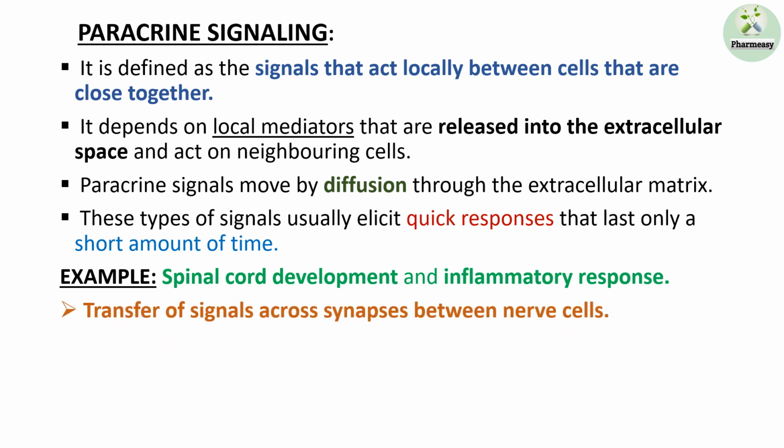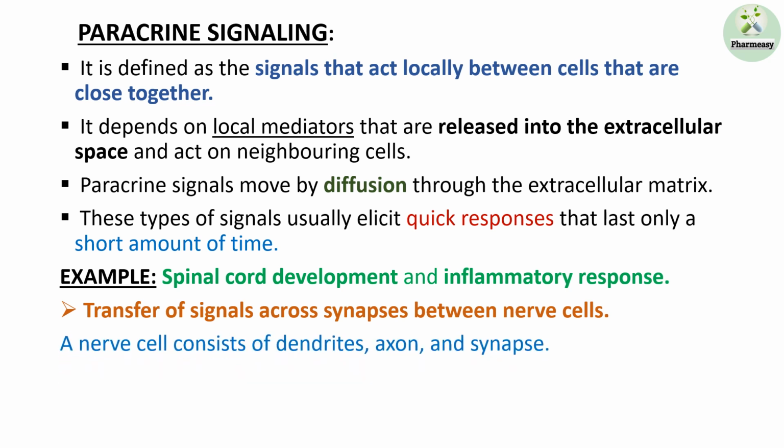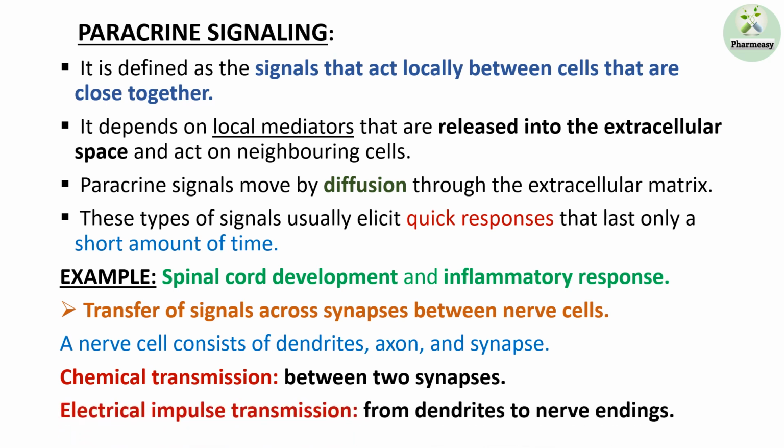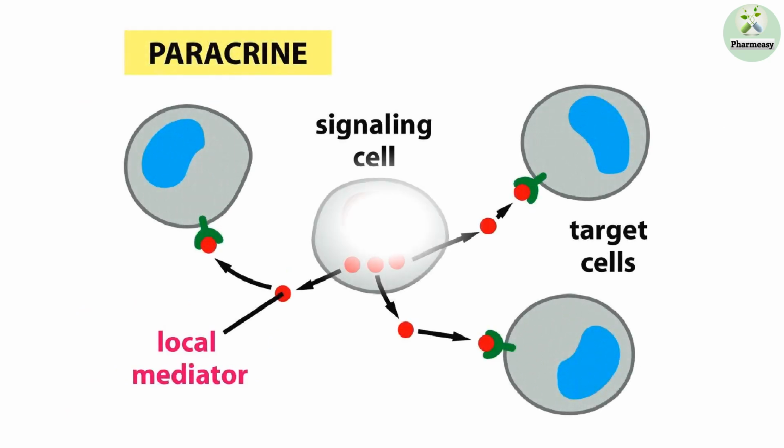Transfer of signals across synapses between nerve cells. A nerve cell consists of dendrites, axon, and synapse. Chemical transmission takes place between two synapses and electrical impulse transmission occurs from dendrites to nerve endings. According to this diagram, signaling cell is present as a local mediator and then ligand binds to the target cell.